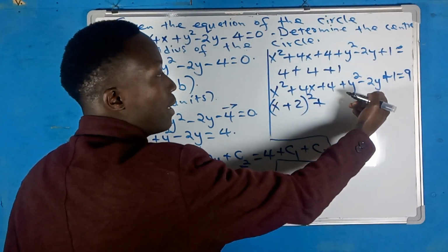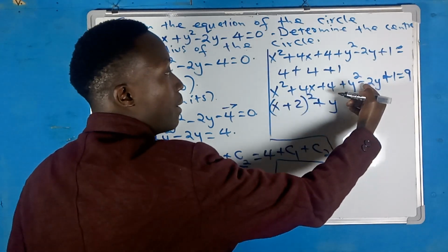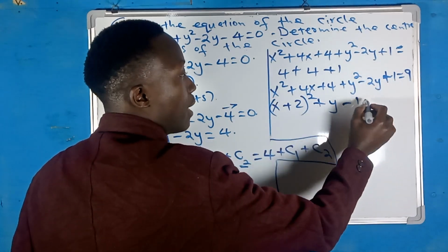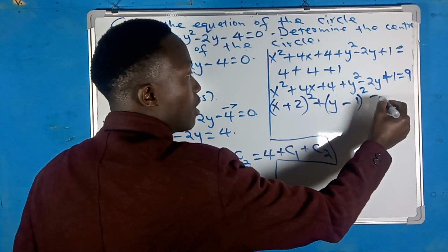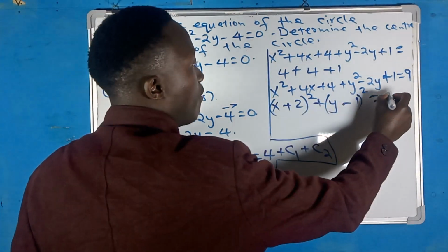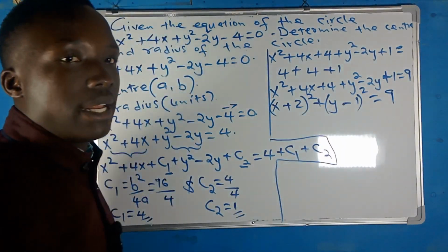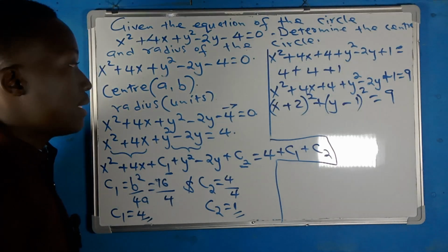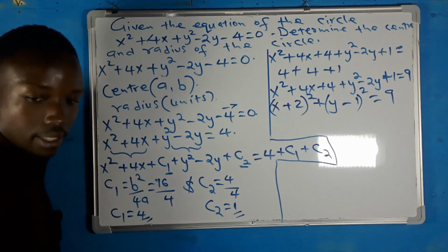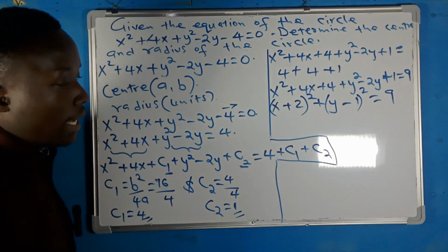plus this one, the square root of y squared is y minus the square root of 1 is 1, squared, is equal to, on the other side of the equal sign, we have 9. So having that, x plus 2 squared plus y minus 1 squared is equal to 9.